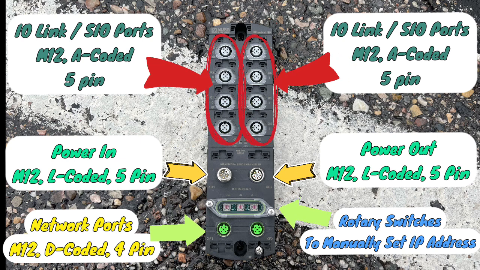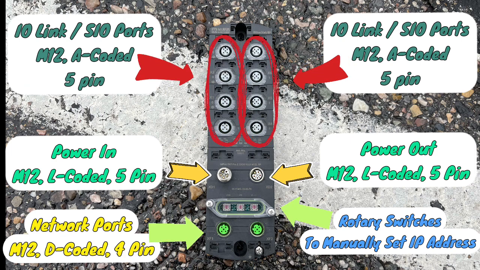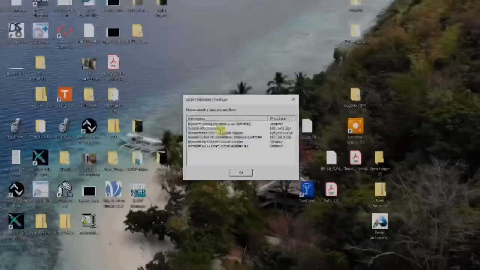So as you can see, you have your IO Link ports there. You have your power in and power out, your network ports, and I love the rotary switches that you can set the IP address manually. Well, let's get to it.